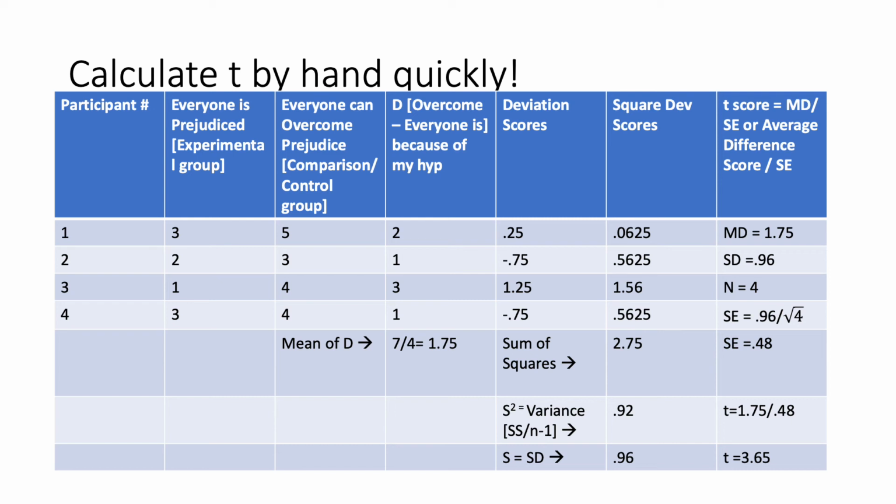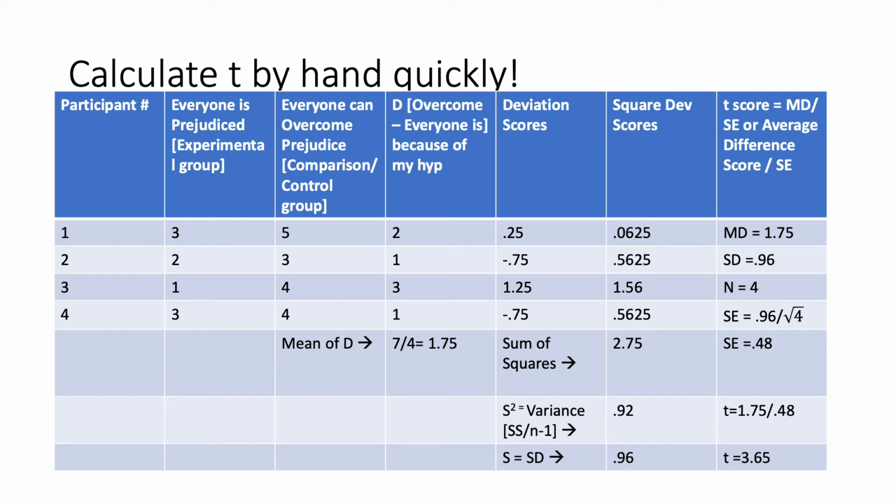I didn't read all the numbers, but you can see them right in front of you. First thing to do, calculate my sum of squares, the sum of the squared deviation scores, which is 2.75. I just added all 4 of those numbers up. My next step, I want to calculate variance. Variance is sum of squares divided by degrees of freedom, or n minus 1.